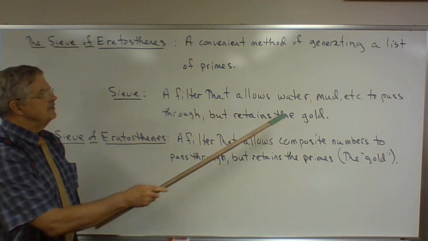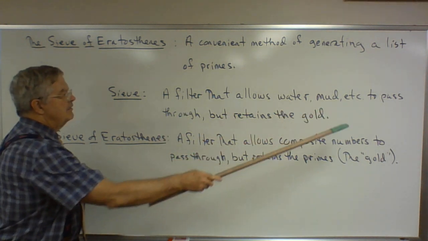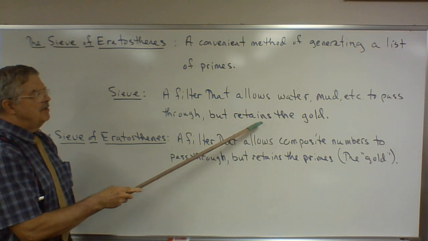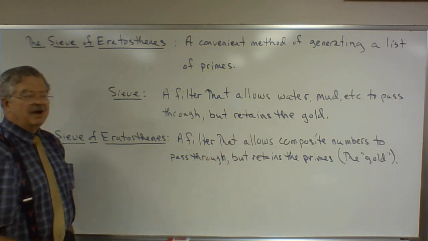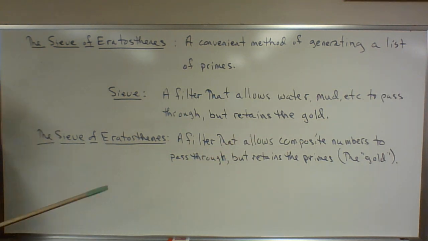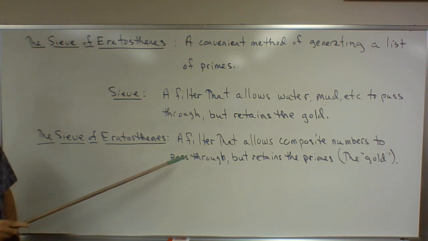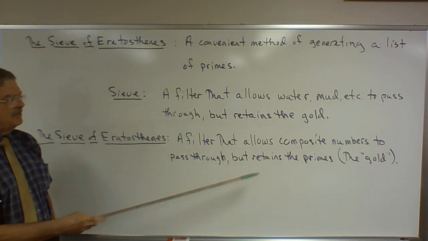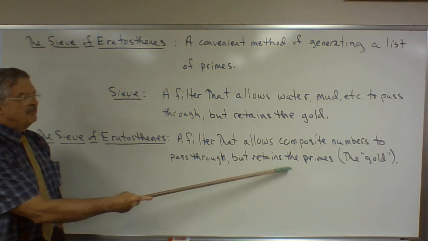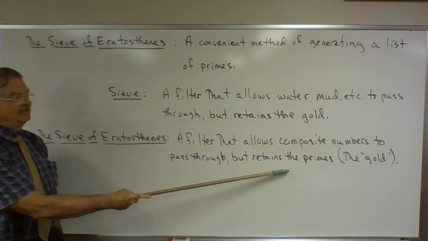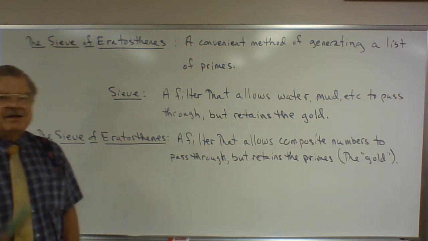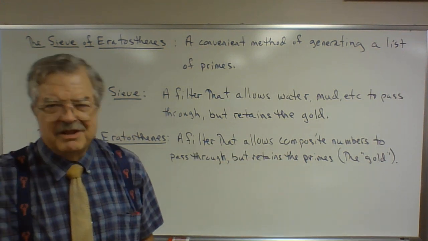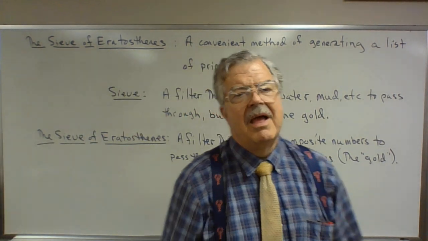It's a filter that allows water and mud and whatever to pass through, but it retains the gold nuggets. By analogy, the Sieve of Eratosthenes is a filter that allows composite numbers to pass through, but it retains the primes, the gold nuggets. And let me tell you a little bit about Eratosthenes, just a little bit.